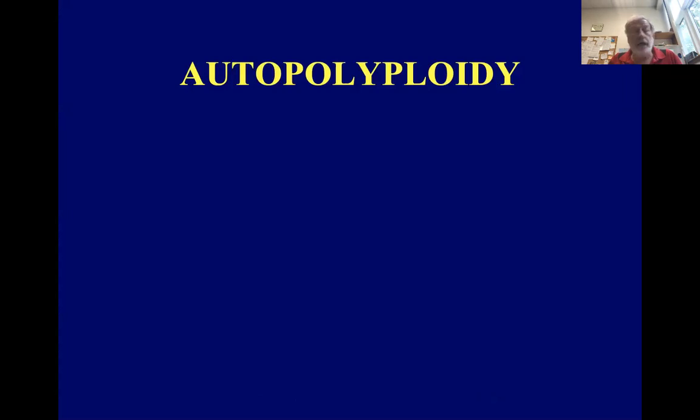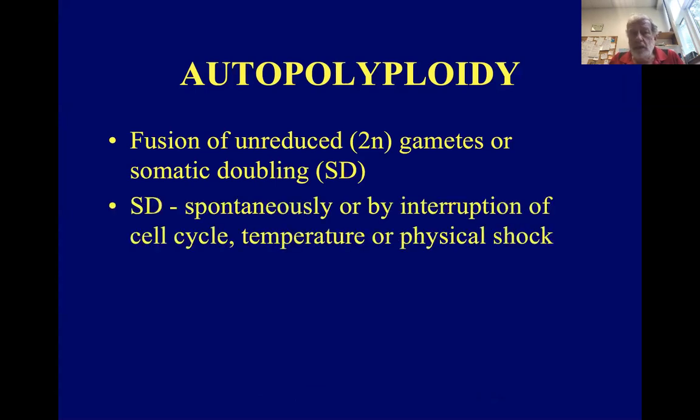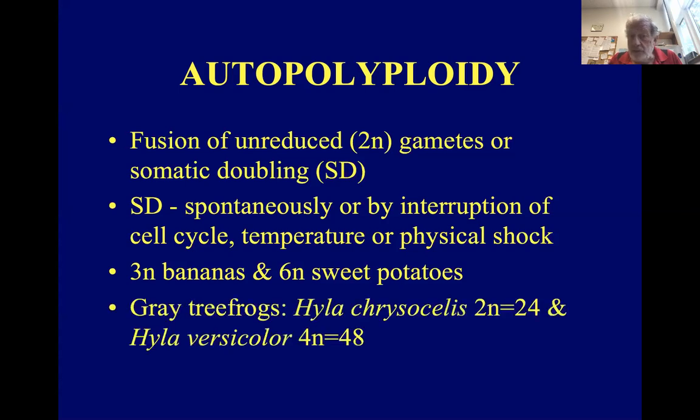So on to autopolyploidy. This can come about by fusion of unreduced, like diploid, gametes or by somatic doubling. In somatic doubling, the doubling of the chromosomes in a somatic cell can happen spontaneously, or it can happen by interruption of the cell cycle through temperature shock to the cells or maybe physical shock to the cells while they're trying to divide. And a lot of our fruits and vegetables that we eat are polyploids, like bananas are triploid and sterile. Sweet potatoes are hexaploid, having 6 sets of chromosomes.